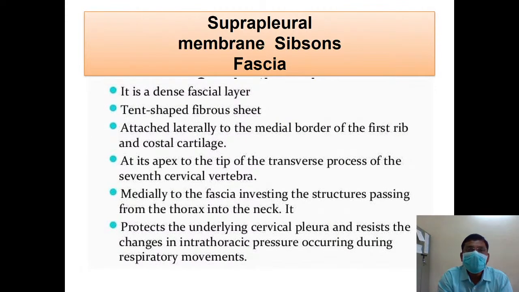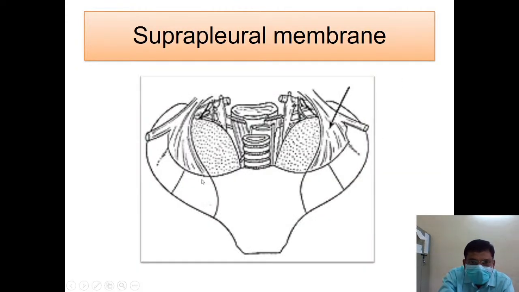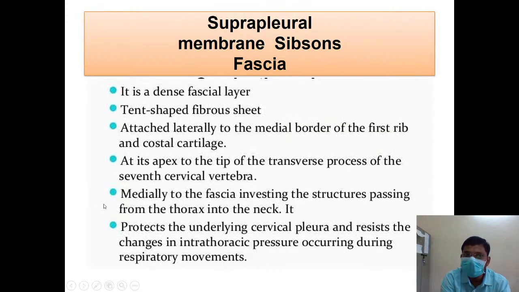Now there is an important membrane called the suprapleural membrane or Sibson's fascia. It is a dense fascial layer, because this is a very important 3-marks question for you in the examination. What is this suprapleural membrane? I'll just show you a picture. You can see this one, right? This is the suprapleural membrane. What is its importance is that it is a dense fascial layer.